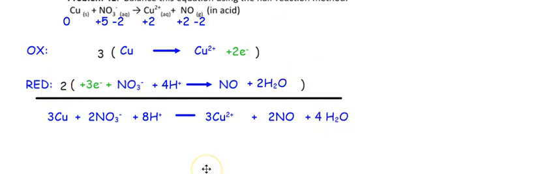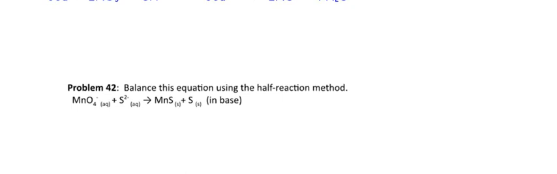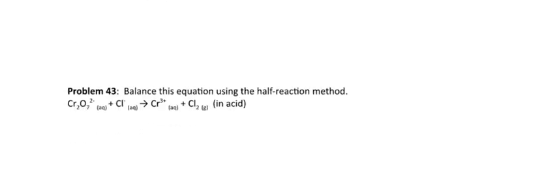So what should I do? I should now always make sure this works. So I have 3 coppers, 3 coppers, 2 nitrogens, 2 nitrogens, 6 oxygens. I got 2 here and 4 here for 6. I have 8 hydrogens. I have 8 hydrogens. Good. Check my charges. I have a -2 plus 8 is +6. I have +6 and 0, 0. It works.